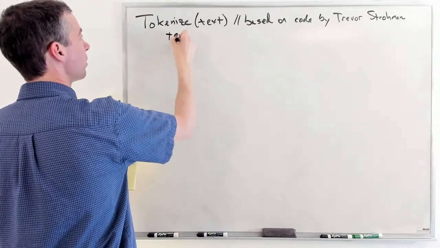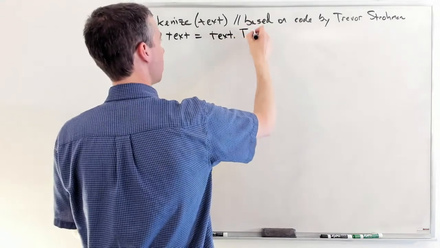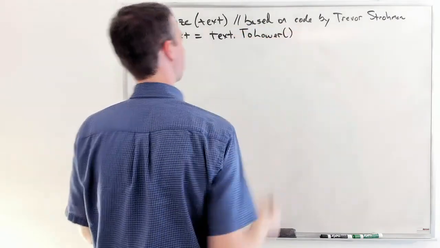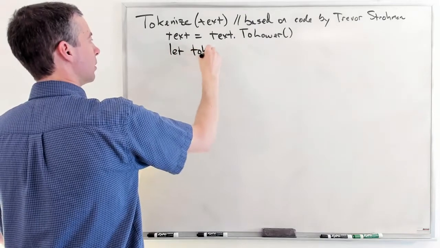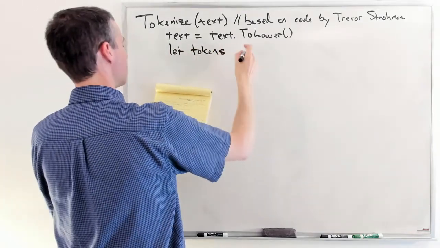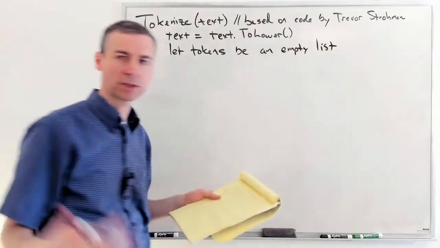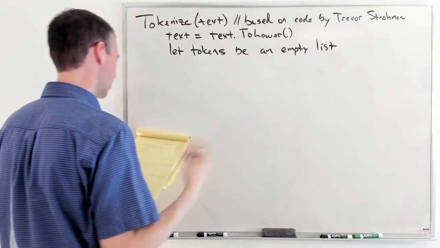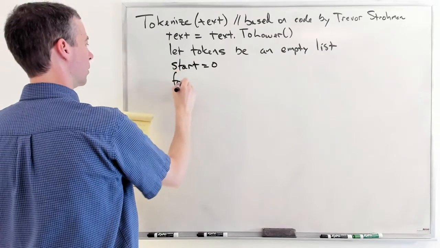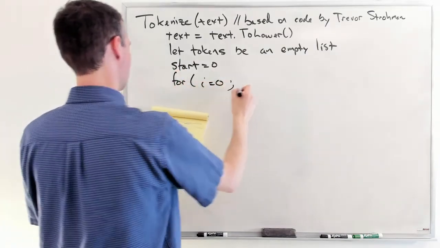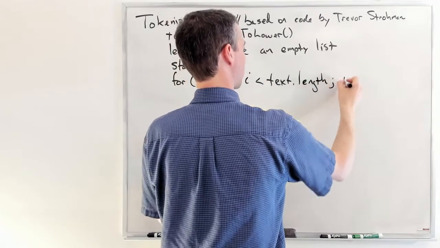So let's downcase our text. This is pretty easy. All sorts of languages nowadays have some method to take a string and make it lowercase. We'll make tokens be an empty list. It could be a vector, an array, something that we can utilize, and we can add tokens to it to collect them as we find them. Let's say start is 0. And then for i is 0, i is less than the length of the text, we'll increment i.